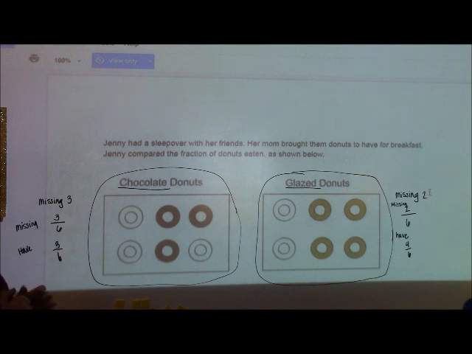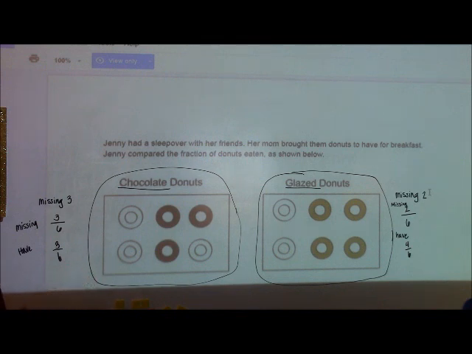So I'm going to go ahead and read the problem. It says, Jenny had a sleepover with her friends. Okay, automatically, I'm going to stop there. Who's my character? Jenny. Are you able to visualize in your mind what's happening? Yes. Okay, what is she doing? She's having a sleepover. If you have a connection with that, show me that you have a connection. Okay, so automatically, I'm making those connections in my mind, just like in reading.